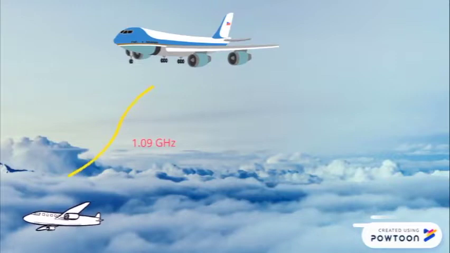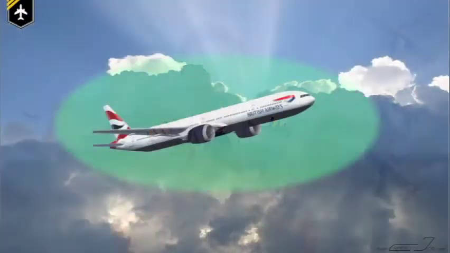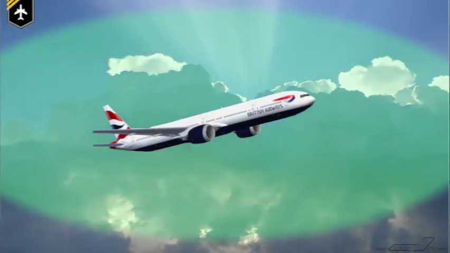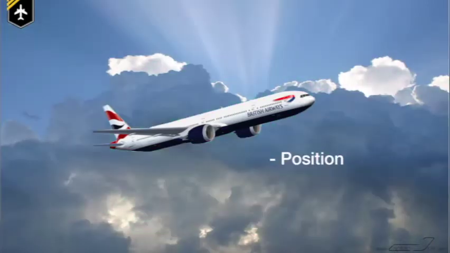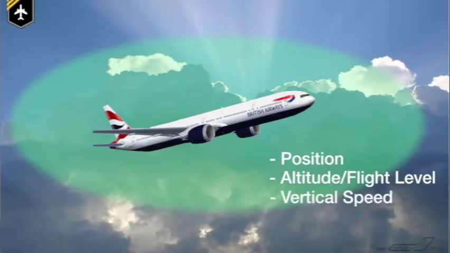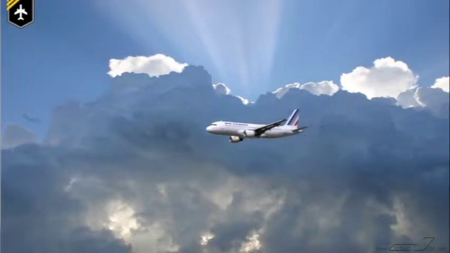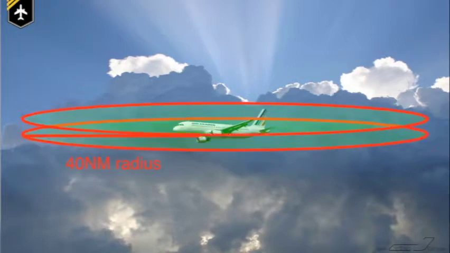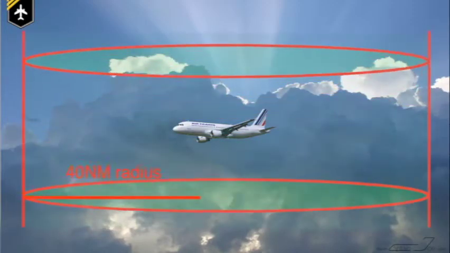As for the operation of TCAS, all commercial aircraft have to be fitted with a Mode S transponder. The transponders send out a signal showing the aircraft position, altitude or flight level, and current vertical speed. The TCAS scans the airspace around the aircraft for other aircraft fitted with such transponders at a 40 mile radius horizontally and 9,900 feet upward and downward vertically.